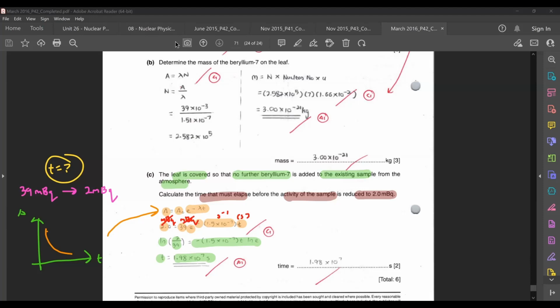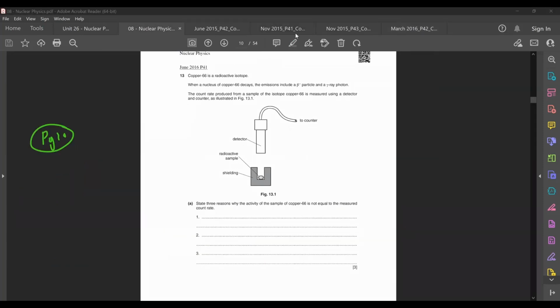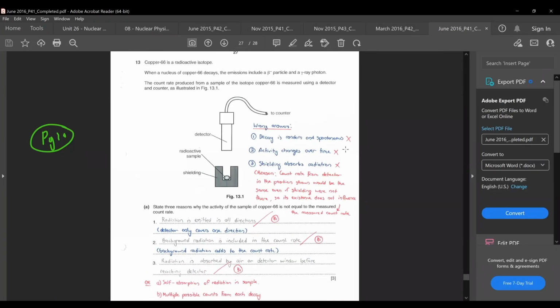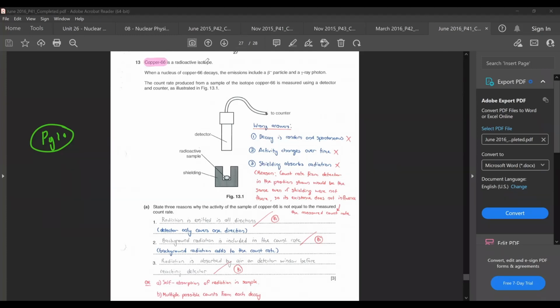Okay, next one will be page 10. This one is June 2016 P41. Okay, from here, they mentioned copper-66 is a radioactive isotope. When the nucleus of copper-66 decays, the emissions include a beta minus particle and a gamma ray photon. The count rate produced from a sample of isotope copper-66 is measured using a detector and counter as illustrated in the figure below. State 3 reasons why the activity of your sample of copper-66 would not be equal to the measured count rate. So they're just basically asking you, why is it that the count rate R is never equal to your activity?